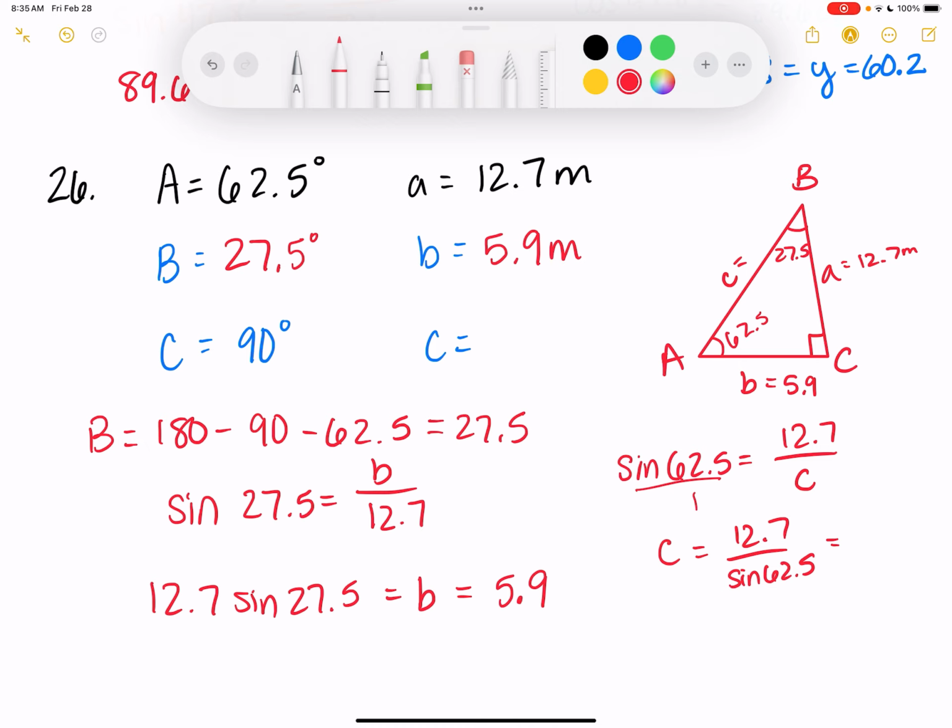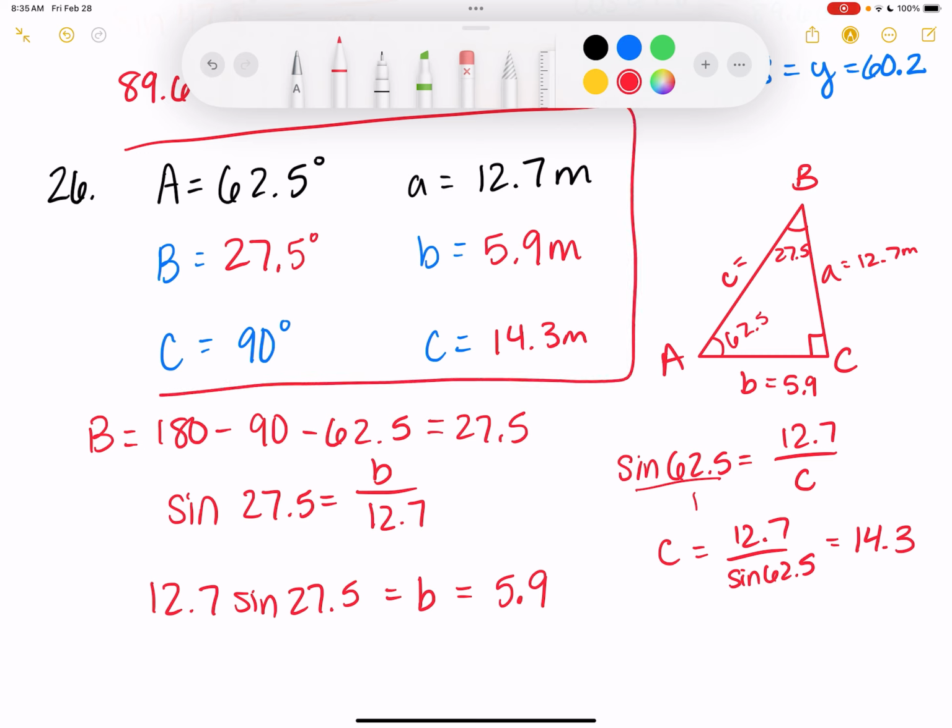And that gives me 14.3. And so I've now solved out all the things that I was missing from that triangle. Any questions on that one? Because that's how many degrees are in a triangle. Yeah, so we always do 180 minus.